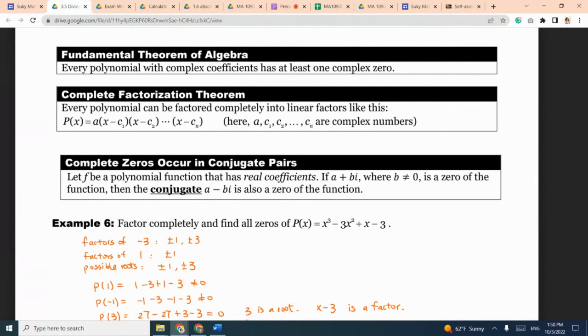Complex zeros occur in conjugate pairs. Let f be a polynomial function that has real coefficients. If a plus bi is a zero, then its conjugate a minus bi is also a zero of the function. So the complex roots always appear as conjugate pairs. Okay, everybody? So if 3 plus 4i is a root, can you tell me another root? What's the conjugate of 3 plus 4i? 3 minus 4i, exactly.